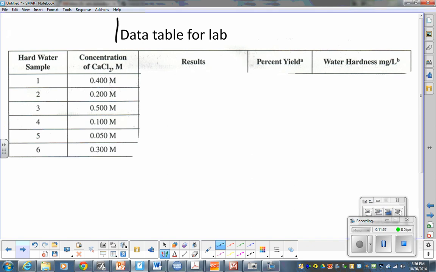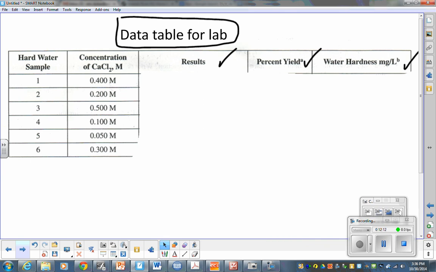We'll get our results that we measure. We'll see what our percent yield is, based on the amount that we actually mass compared to the theoretical yield, and then we'll be able to calculate water hardness the exact same way. So you would create a table like this in your lab book.